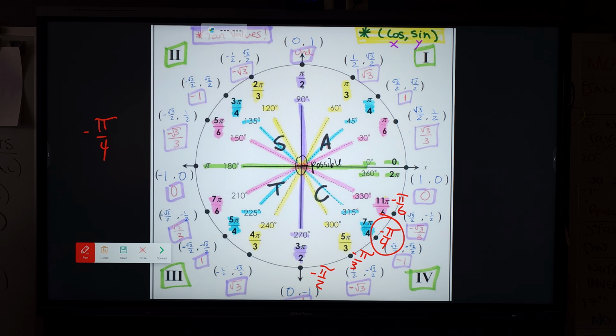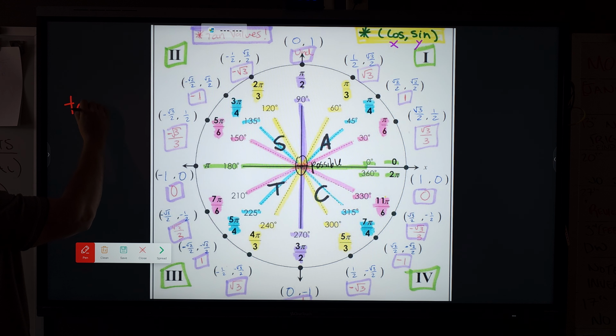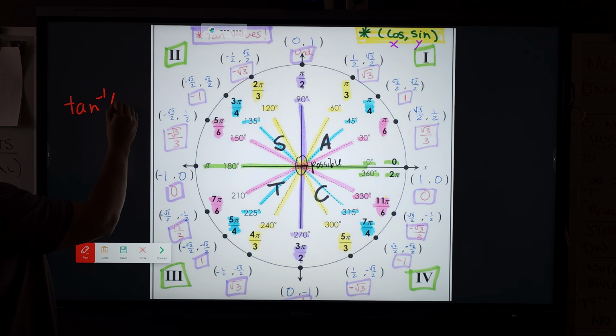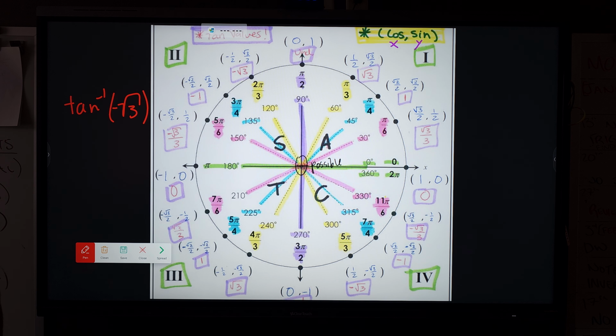Does that make sense? Okay, I forgot to ask for hands real quick, but 10 seconds, now that I've gone over it, do negative square root of 3. Just to make sure we're on board as a class.